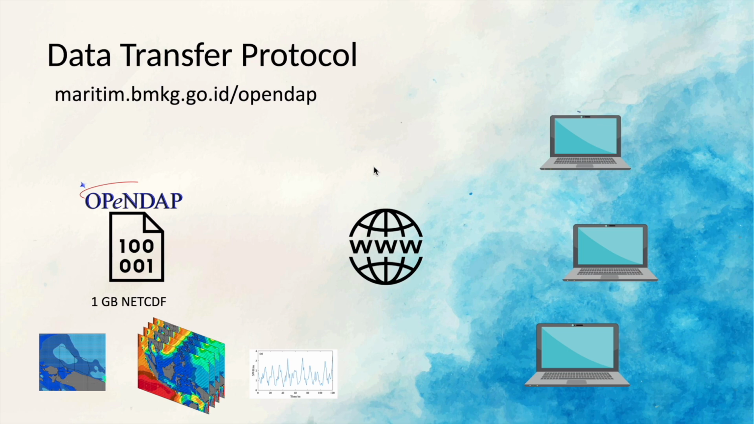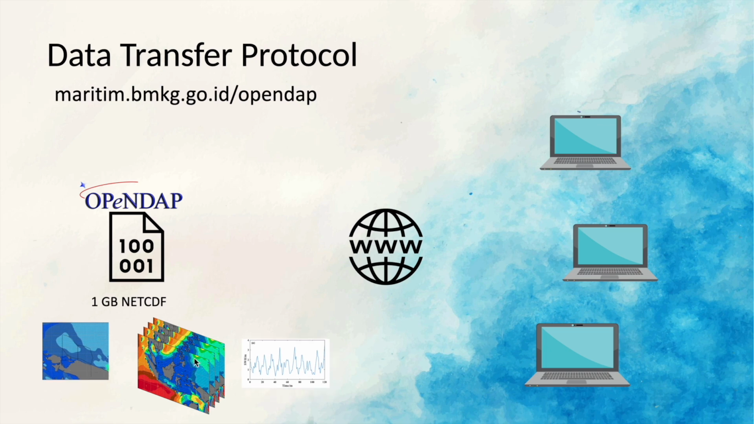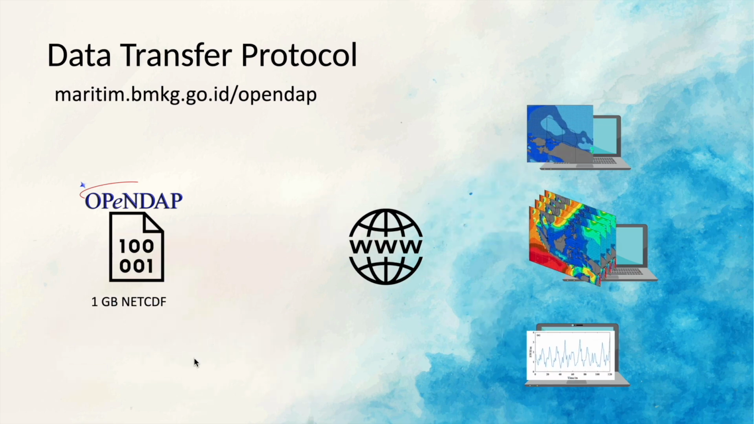With OpenDAP, it becomes possible to download a specific area, time, layer, or parameter, and it is well integrated with the tools or libraries that we usually use to read gridded data. The benefits are that we can save network bandwidth, time, and disk space, and it's easy to use. So I will take you to see what OpenDAP looks like.